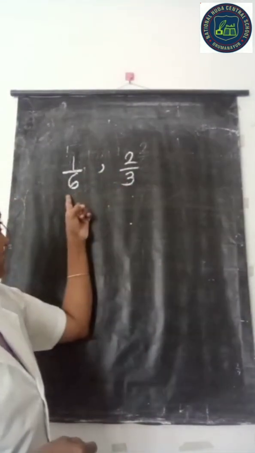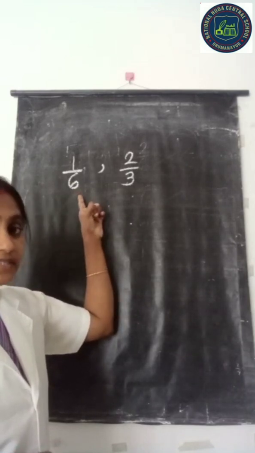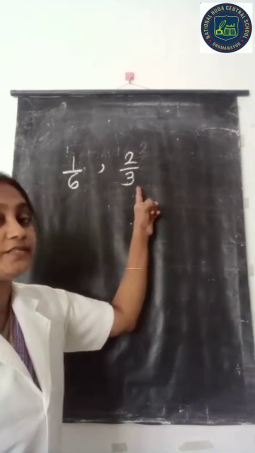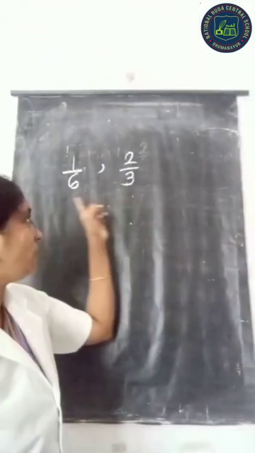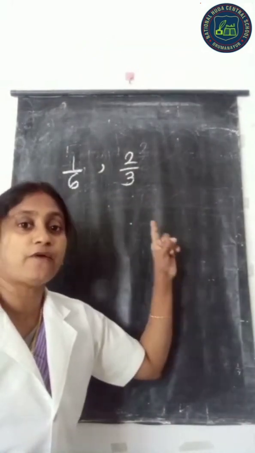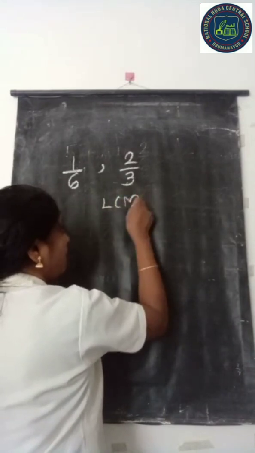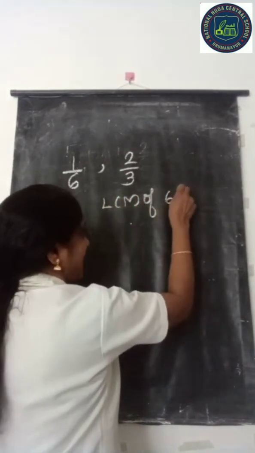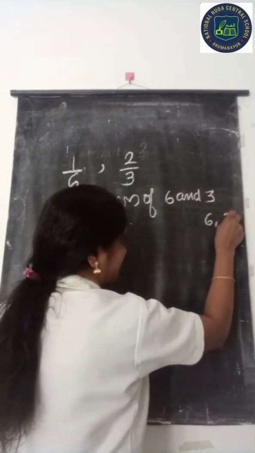Here the first fraction is 1/6 and its denominator is 6. And the second fraction is 2/3. Its denominator is 3. So these two denominators are not equal. Therefore we have to find the LCM of 6 and 3.